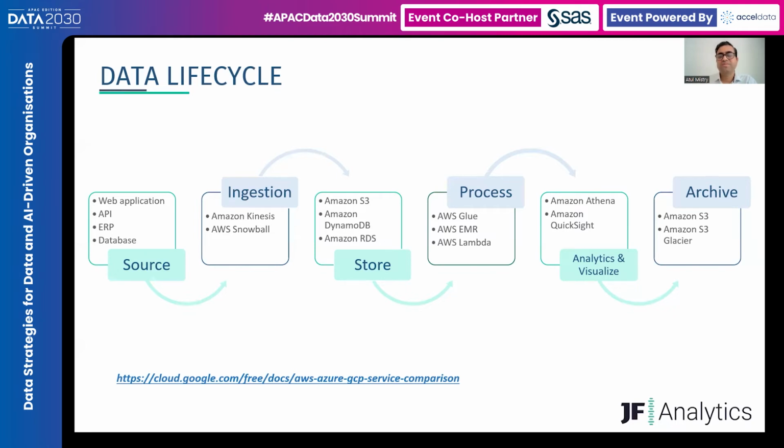Visualization of data will help organizations to understand the personalized requirements of customers. AWS is providing services like Amazon QuickSight for visualization purposes. And the last step is archiving. So in archive, data will be archived in this stage.